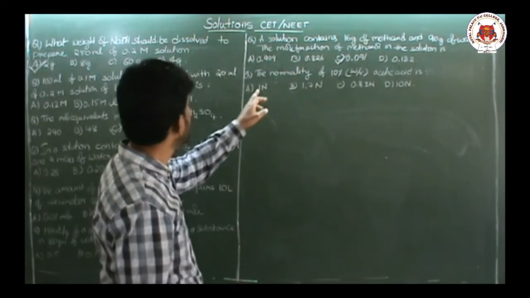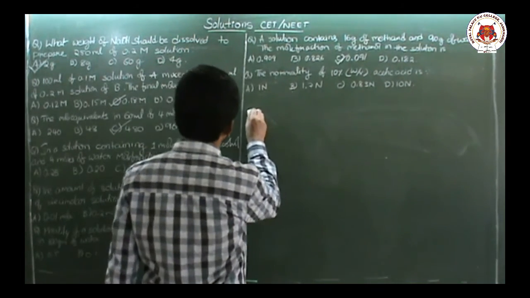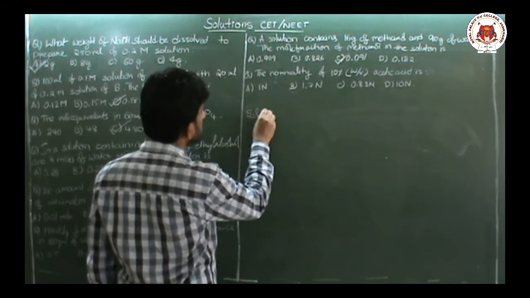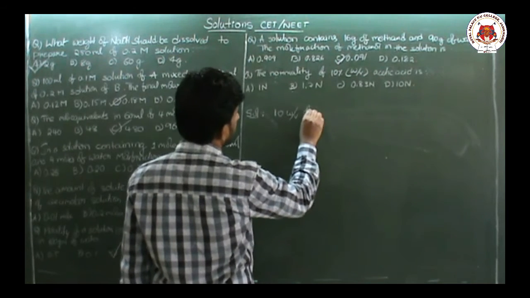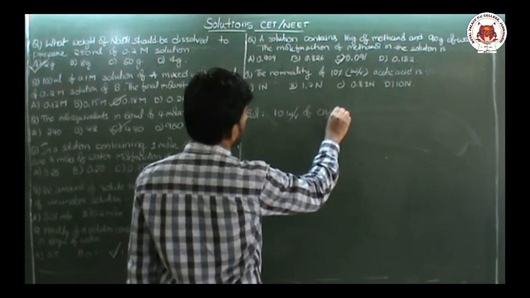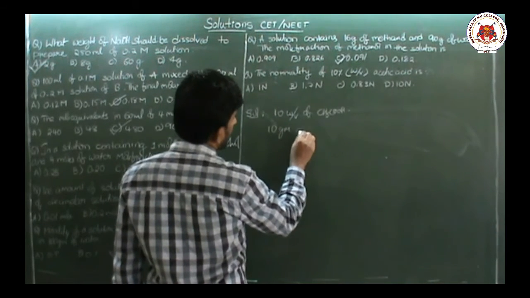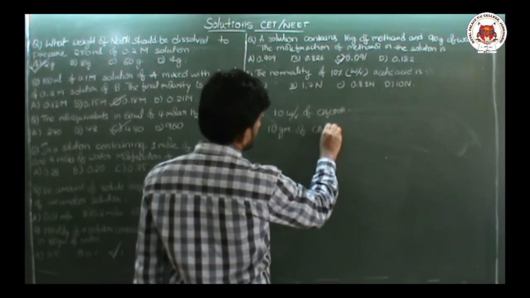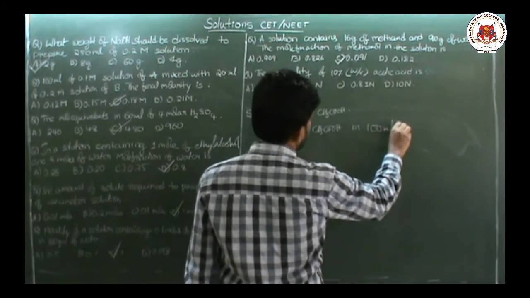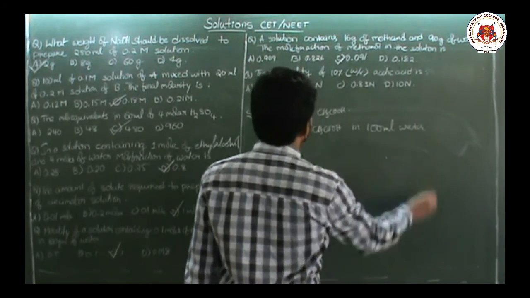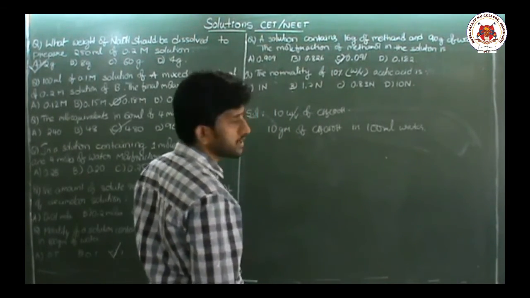Next question is, the normality of 10% weight by volume acetic acid is. 10% weight by volume of acetic acid they have given. Now what does this mean? 10 grams of acetic acid in 100 ml water. That is weight by volume percent. And they want normality of that solution.